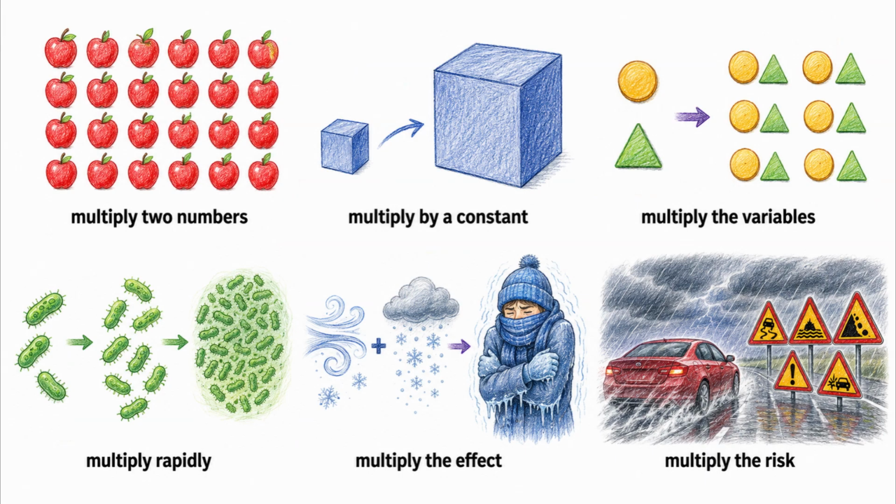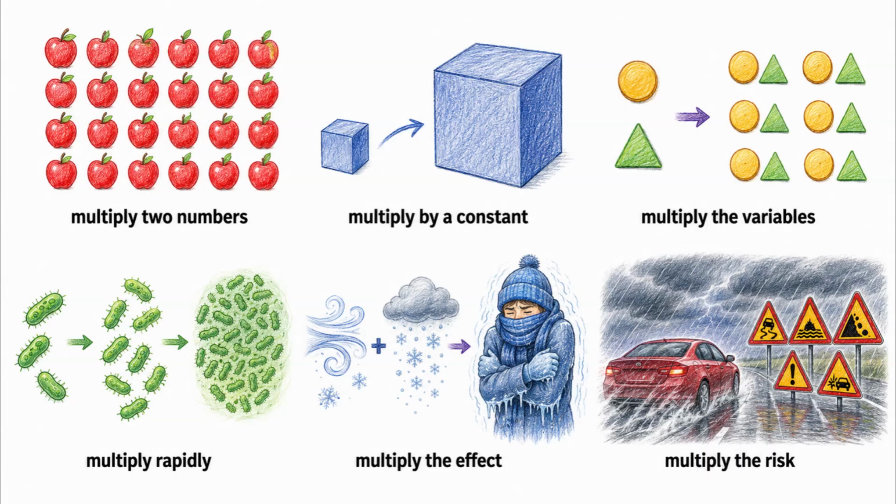To calculate 7 times 6, multiply two numbers and obtain 42. Multiply by a constant of 3 to enlarge every coordinate equally. First multiply the variables x and y, and then simplify the product.